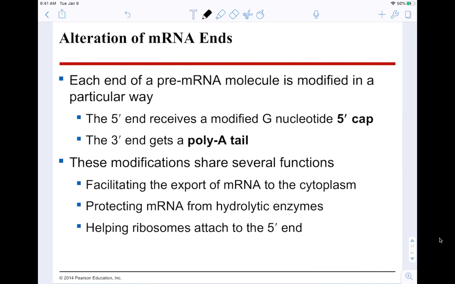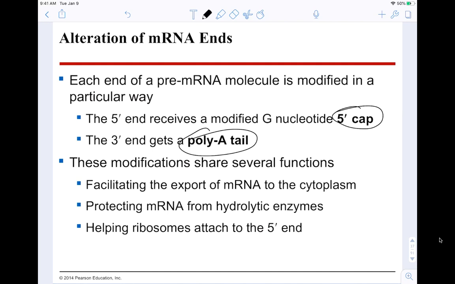Okay, so the alterations that we're going to make here. Each end of the pre-mRNA molecule is modified in a particular way. The 5' end receives a modified G nucleotide 5' cap. So we just say the 5' end gets a 5' cap. The 3' end gets a poly-A tail. That's the polyadenylation that I was talking about earlier. So these modifications share several different functions.